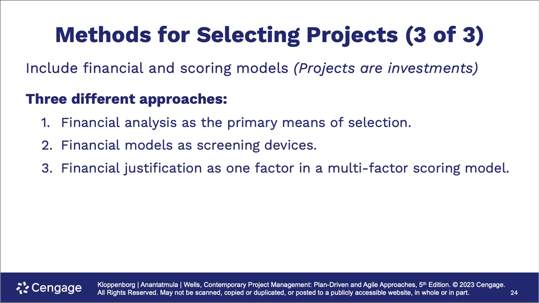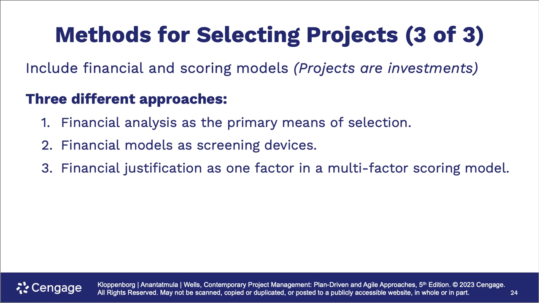There are three different types or approaches. All of these are not mutually exclusive. If you do one, you can't do another? No, you might do all three of these. In fact, probably the more you use, the better, in order to develop a broad view, or a 360 view, of what's going on. So financial analysis: primary means, financial models, screening devices, financial justification, one-factor or multi-factor scoring.